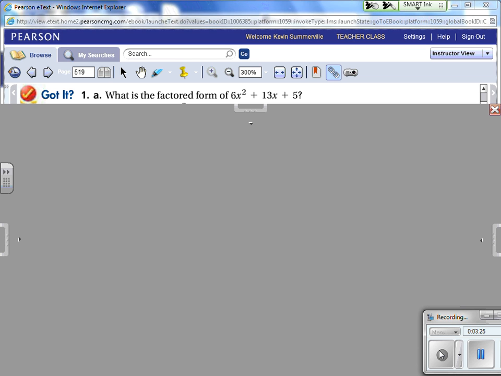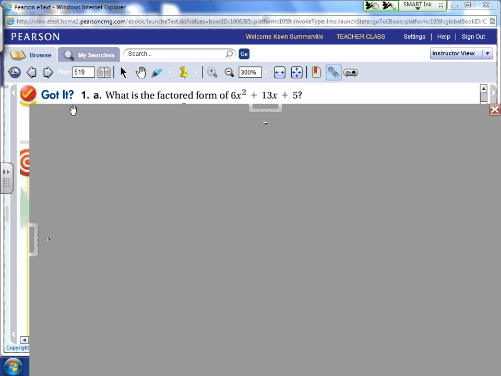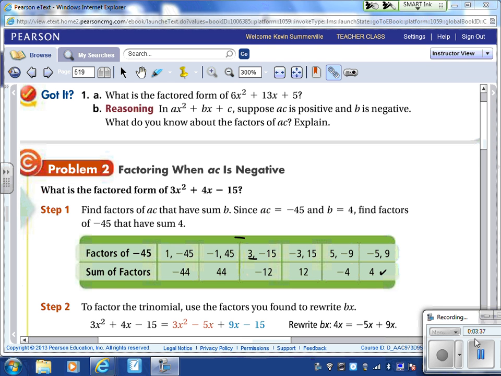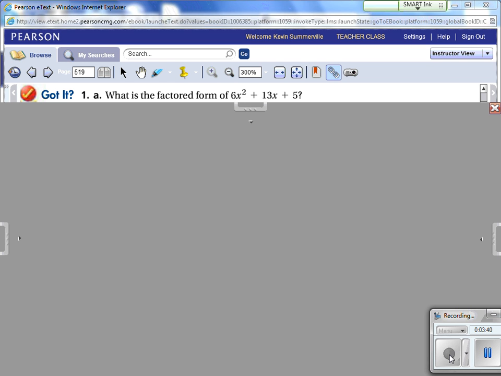Let's take a look at got it number 1. Looking at got it number 1, the equation 6x squared plus 13x plus 5, take the information from the last problem to solve this answer. Pick your factors, pick which ones you need, and go ahead and give me the factored form of that equation.